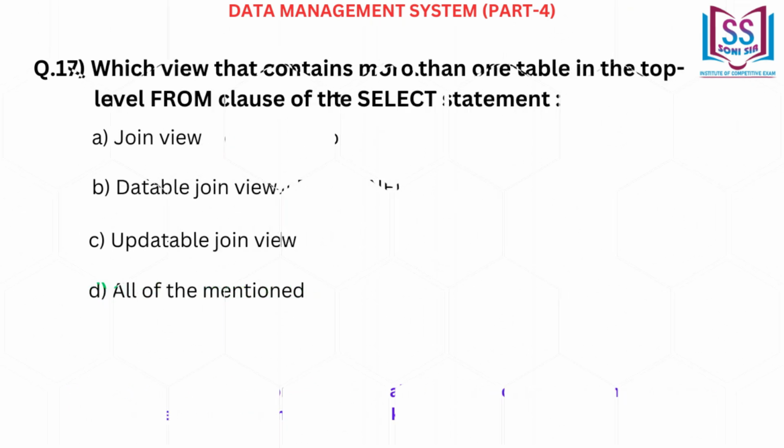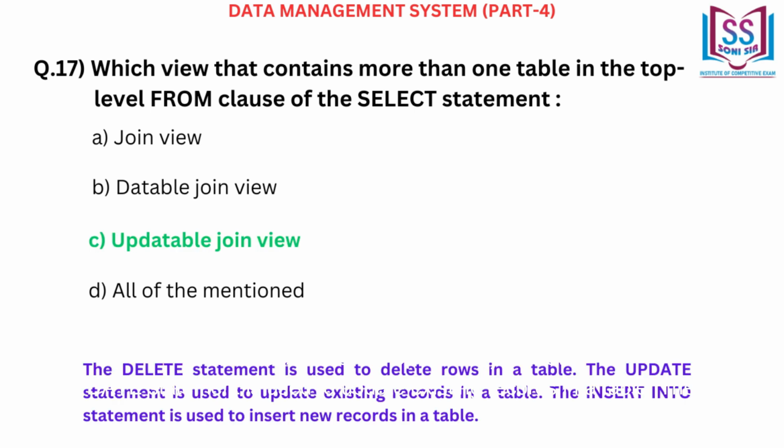Which view contains more than one table in the top level from clause of the select statement? A. Join view. B. Datable join view. C. Updatable join view. D. All of the mentioned. Correct answer C. Updatable join view. The delete statement is used to delete rows in a table.